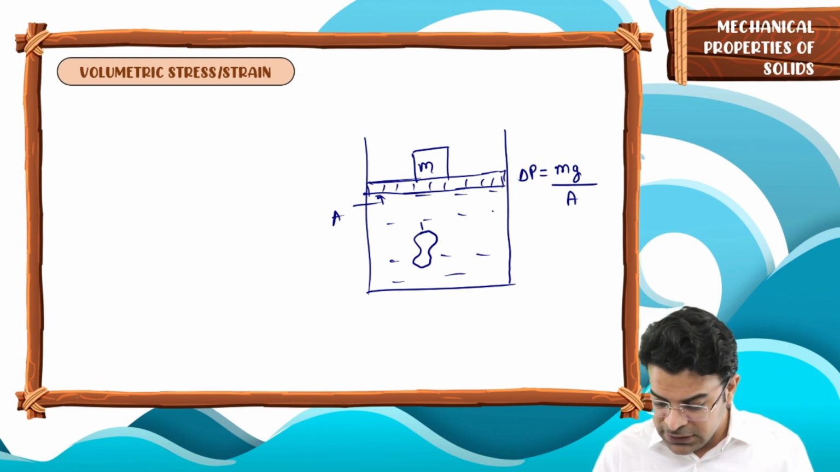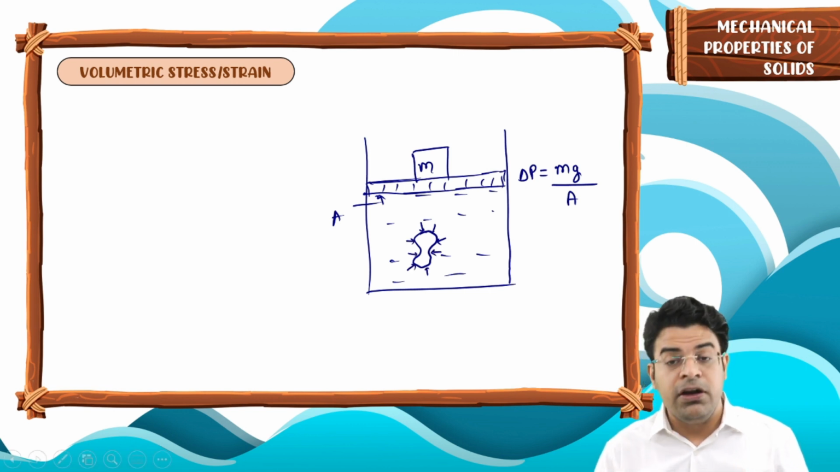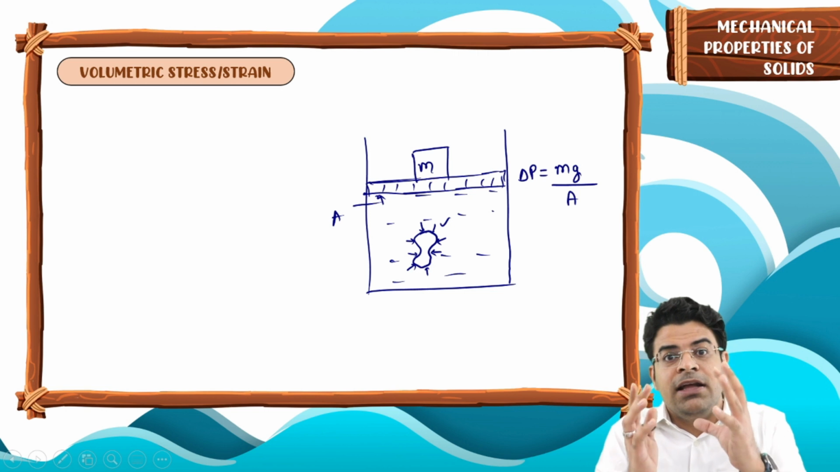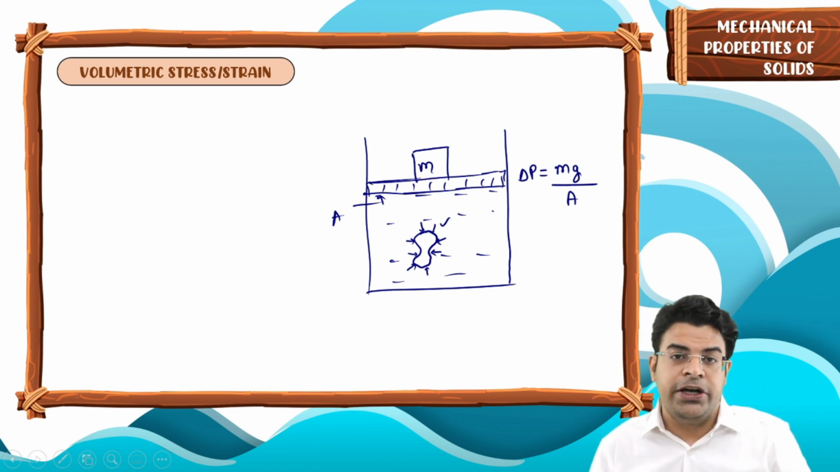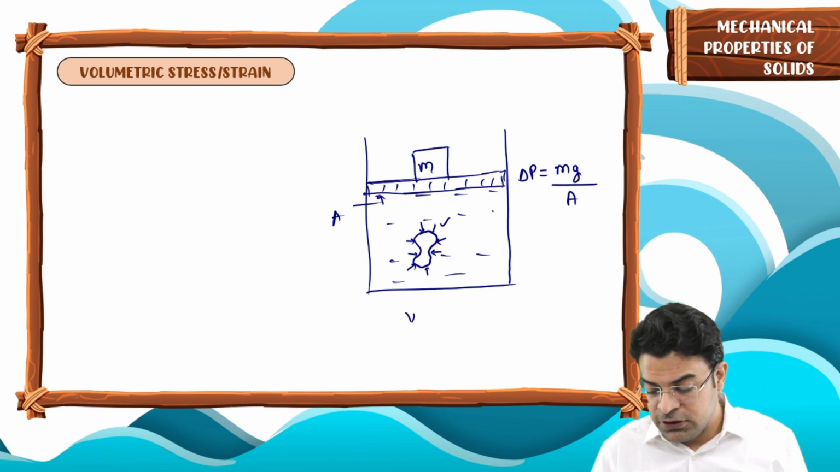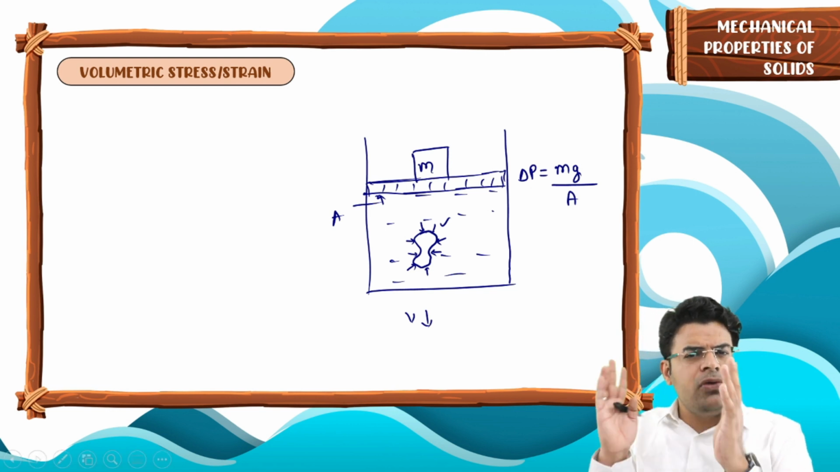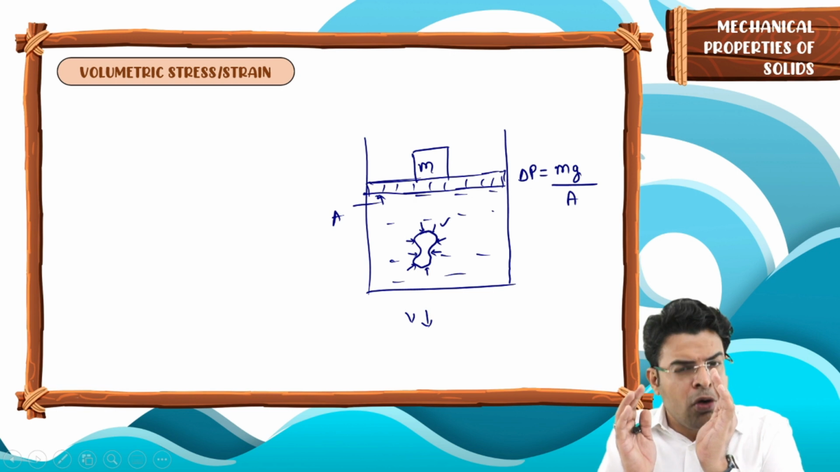Due to this increased pressure, the force acting on the body from all sides due to the fluid will now be greater than before. Since the force acting on the body from all sides will now be greater than before, the body will shrink, and hence the volume of this body will decrease. So the increase in pressure from all the sides decreases the volume of the body.